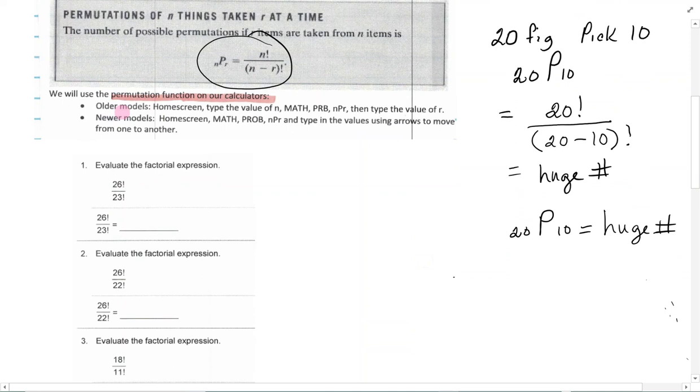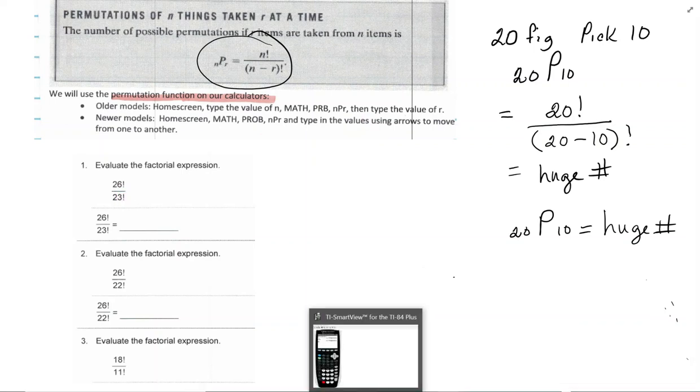It does say exactly what to do with the older models and with the newer models. These are also available in those class notes that you could print out from the probability lesson. In the face-to-face class, it's the yellow packet. All right, this one, 26 factorial divided by 23 factorial.